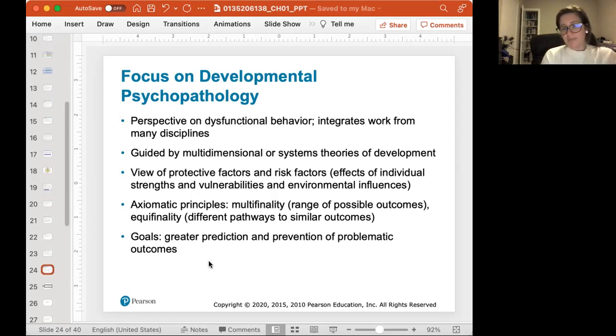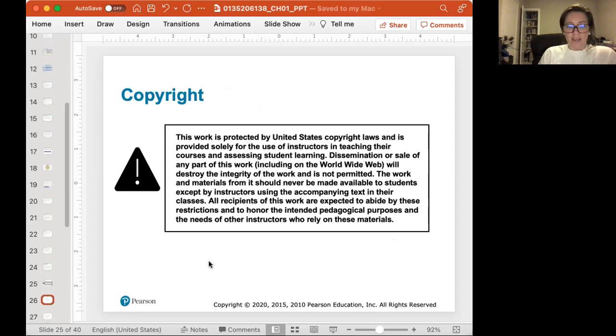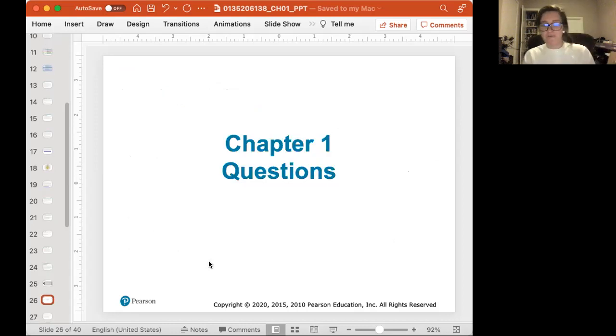There's a range of possible outcomes, right? Multiple outcomes potentially. And then equifinality is where there are different pathways to similar outcomes. And the goals with developmental psychopathology are a greater prediction and prevention of problematic outcomes. So that is the end of the PowerPoint provided by the book. And so I've posed some questions here at the end just to give you guys some questions for contemplation that may or may not be on future testing.